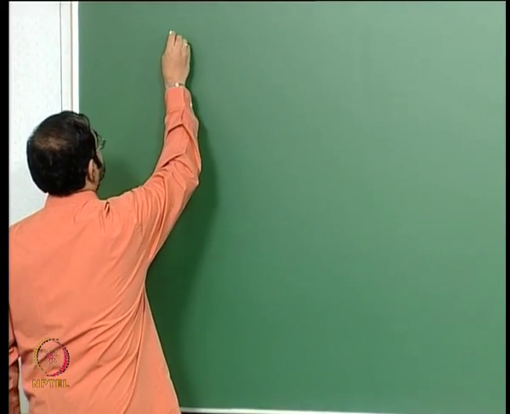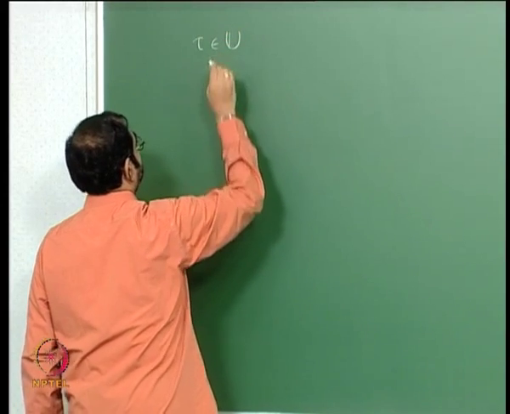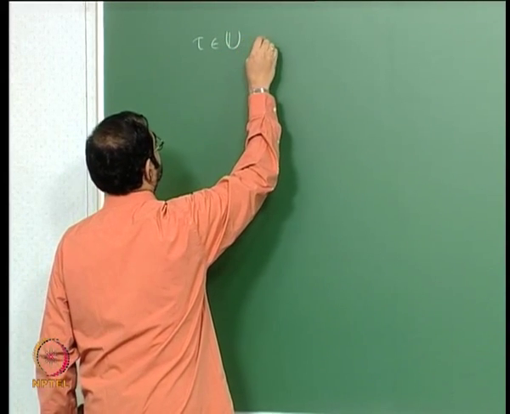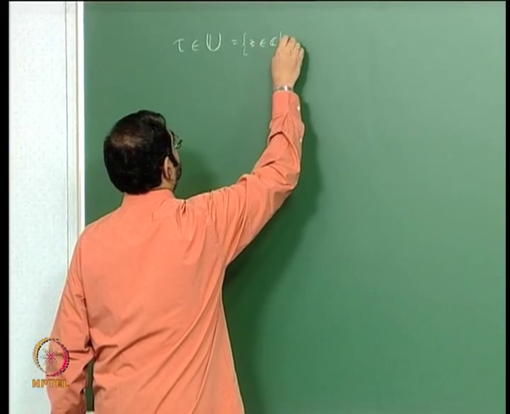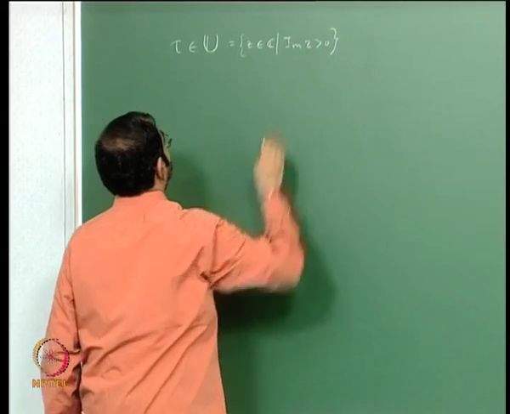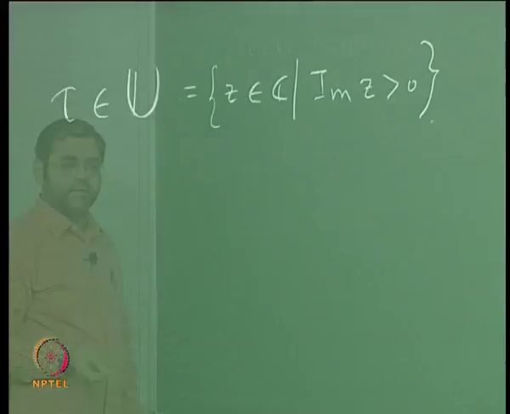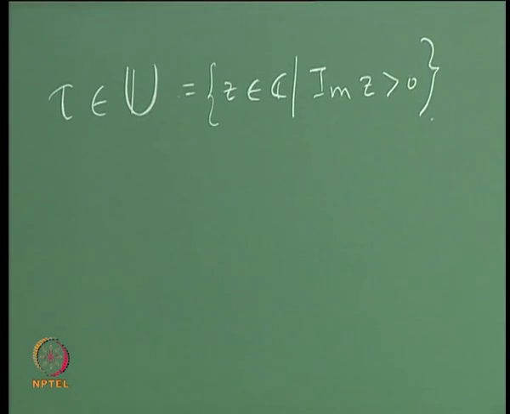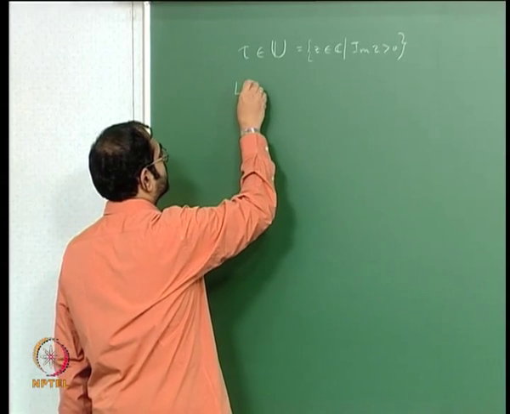Our usual notation was: tau was a complex number in the upper half plane. This is the set of all complex numbers z such that the imaginary part of z is positive, and we associate to tau a complex torus. How do we do that? We define the lattice L of tau.